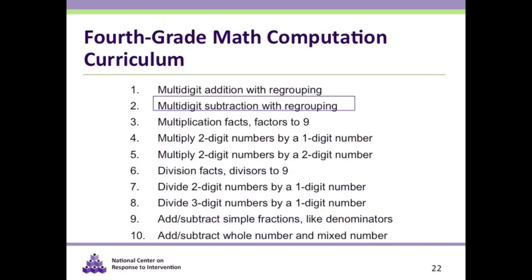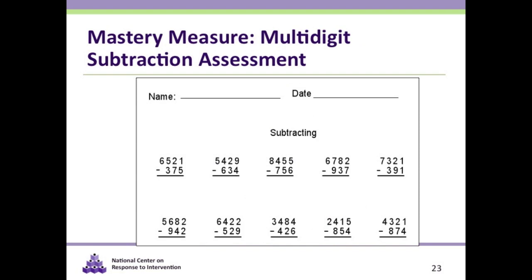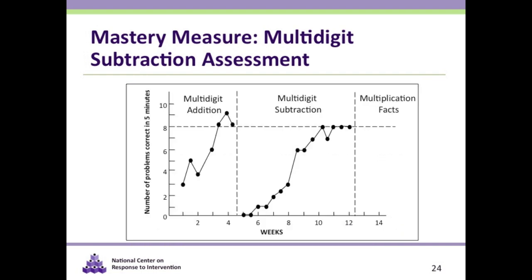The next objective in this curriculum is multi-digit subtraction with regrouping. Again, the teacher is teaching this objective, and while doing so, he or she may give assessments that look like this. In this example, it's 10 problems that all deal with multi-digit subtraction with regrouping. Note there is no practice of multi-digit addition with regrouping, which was the previous skill that was taught. Again, the student's progress is charted.